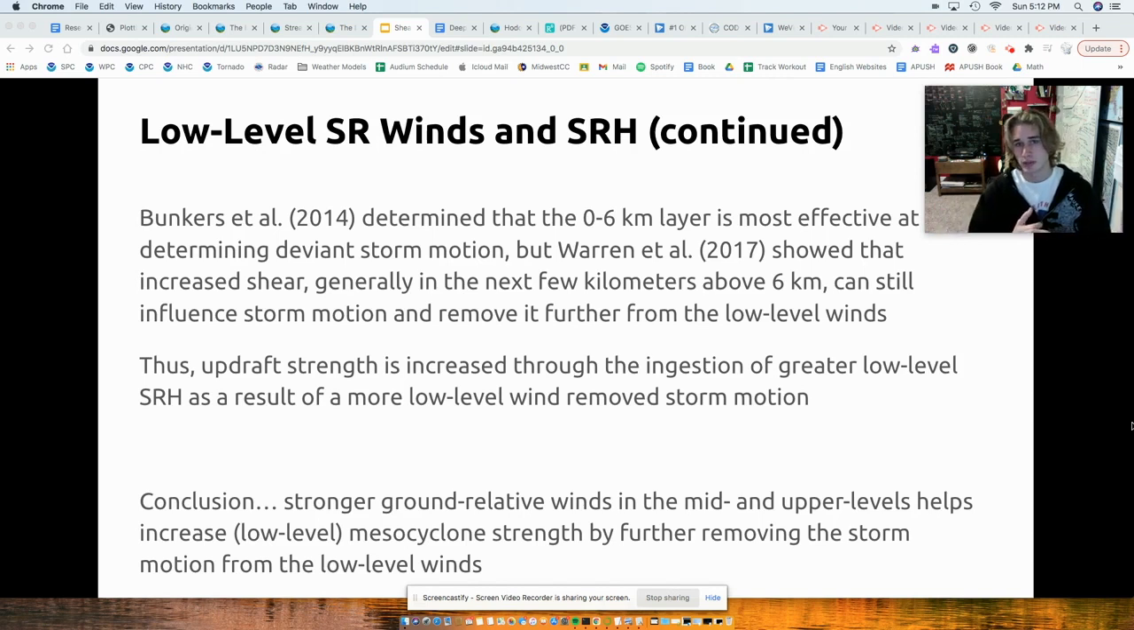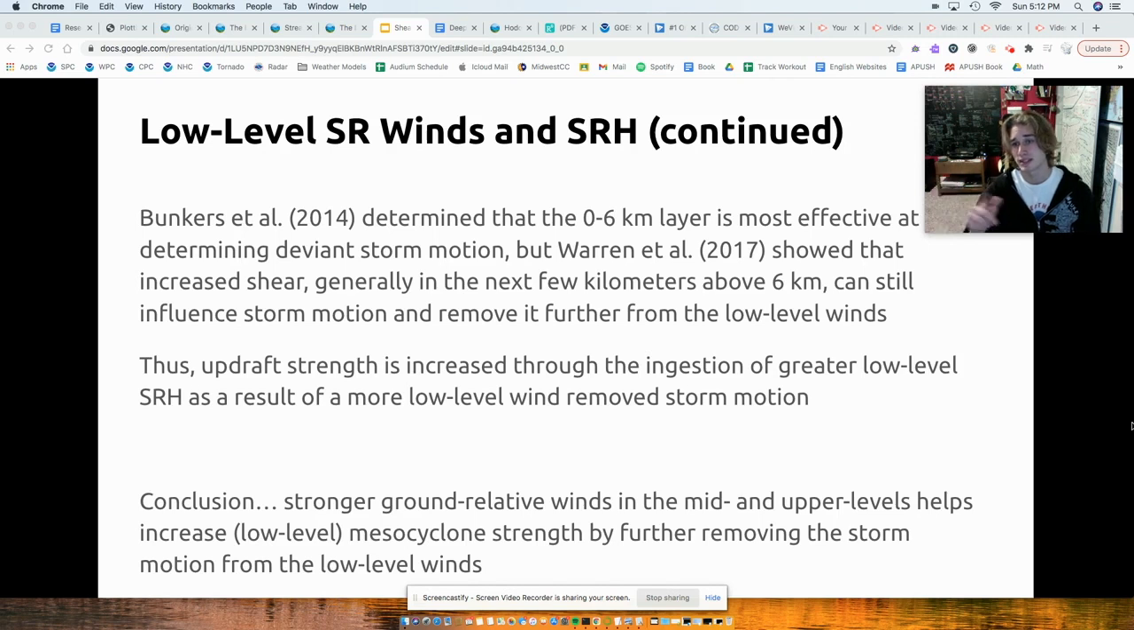SRH is going to increase your low level mesocyclone strength because it's going to be rotating faster, it's going to have a deeper internal pressure deficit, and storm relative winds are just going to increase the updraft strength as a whole, because that updraft is going to be wide, it's going to be less prone to negative effects of entrainment. So anything that is increasing that storm motion is going to lead, through nonlinear processes, to a stronger updraft and mesocyclone. Stronger ground relative winds in the mid and upper levels help increase low-level mesocyclone strength by further removing the storm motion from the low-level winds, and then you have all those processes that we were talking about.